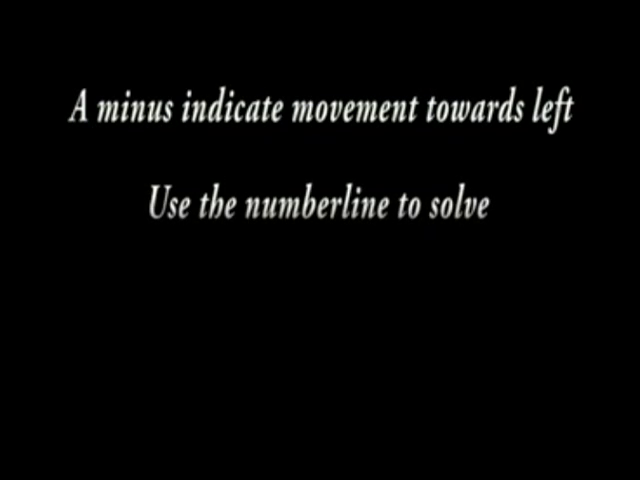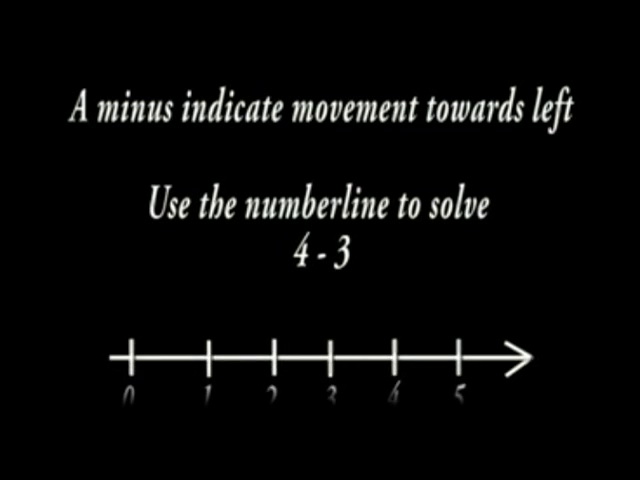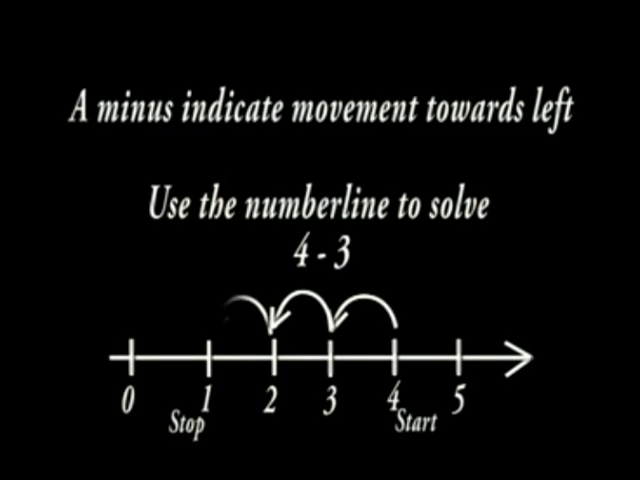For example, use a number line to solve 4 minus 3. This means that from point 4, we move 3 steps to the left. That is shown on the number line below. And our answer is therefore 1.